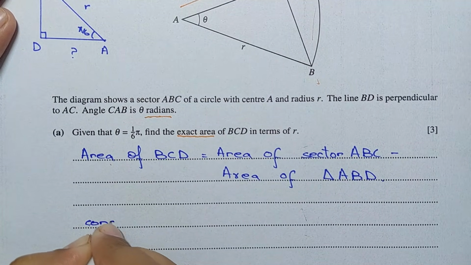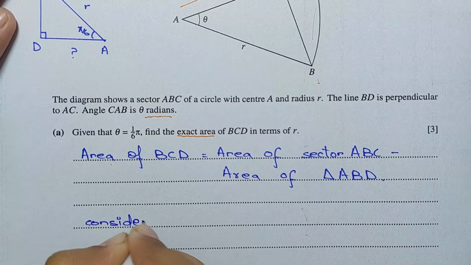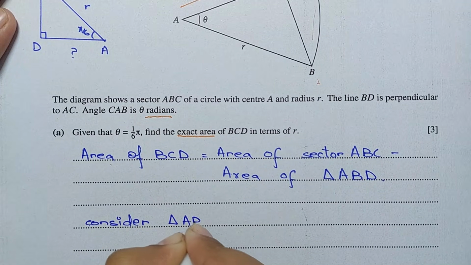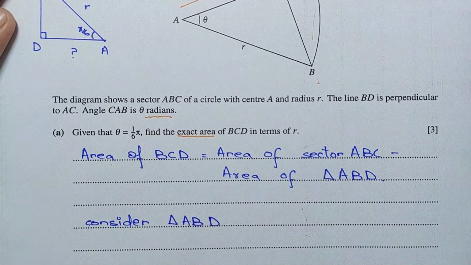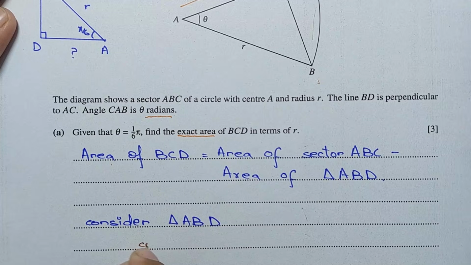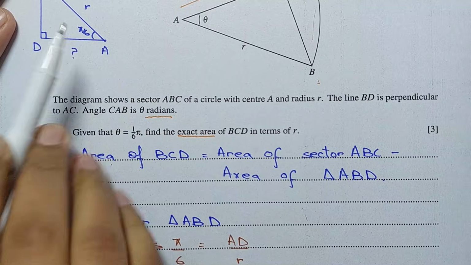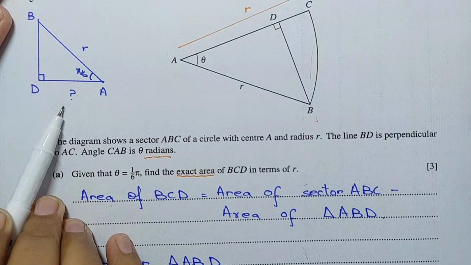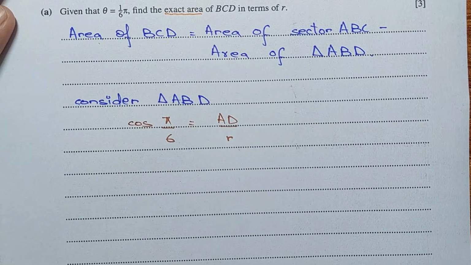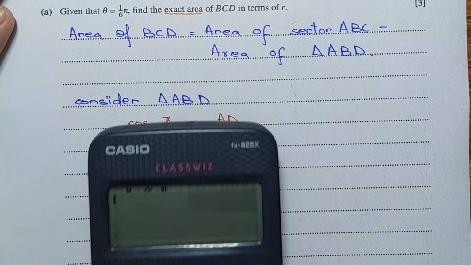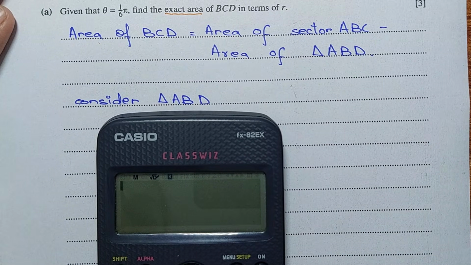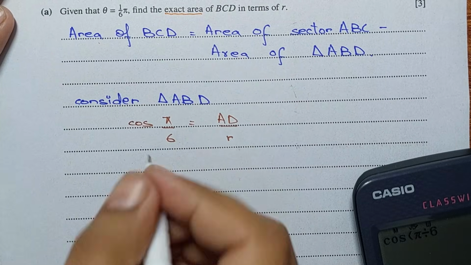Consider triangle ABD. In triangle ABD, we can say cos of pi by 6 is the adjacent side AD over the hypotenuse R, right? So what is cos of pi by 6 in radians? This is in radian, right? Cos pi by 6 is root 3 over 2.